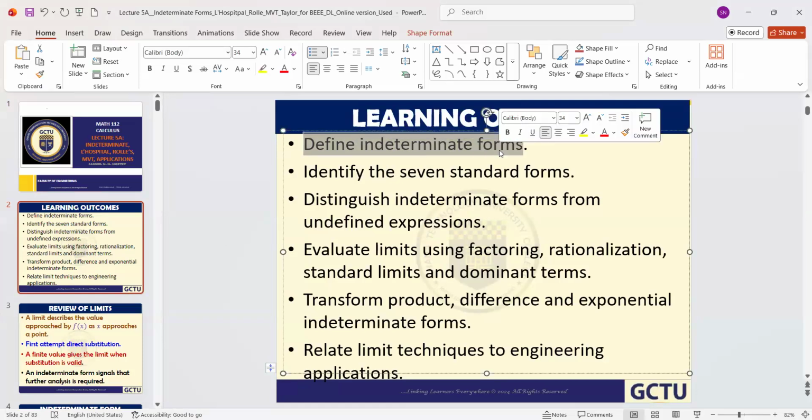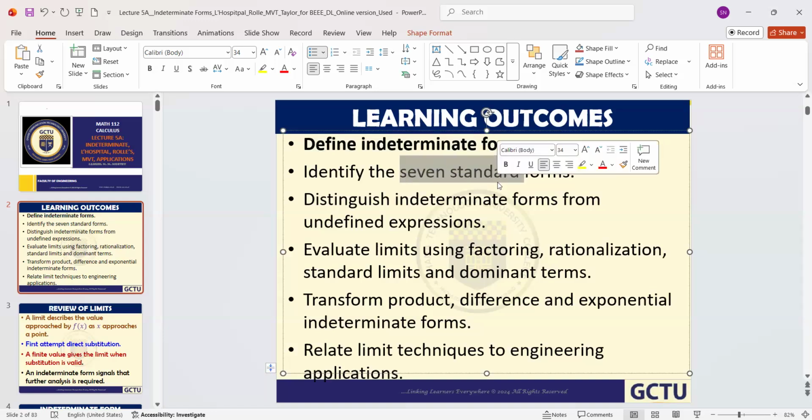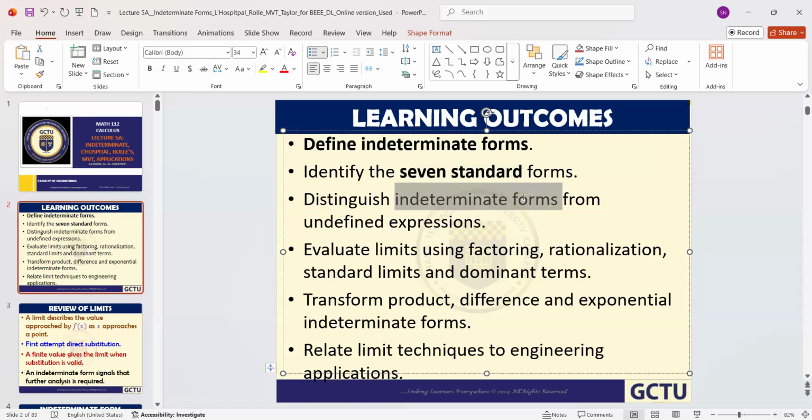With this, we want to identify the 7 standard forms. Okay, there are 7 standard ones. In a semester, we just pick 1 or 2, but here you see that there are more than just 1 or 2. So let's look at all the various forms of indeterminate forms. And then we distinguish between them and what we call undefined expressions. Sometimes when you are given a problem, I tell you that it gives you undefined. Undefined and indeterminate are a bit different.